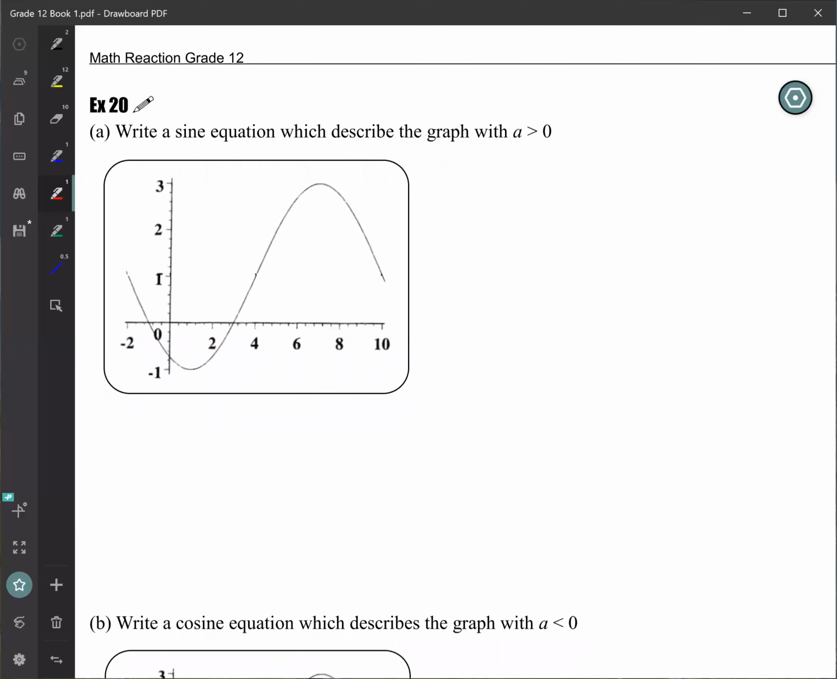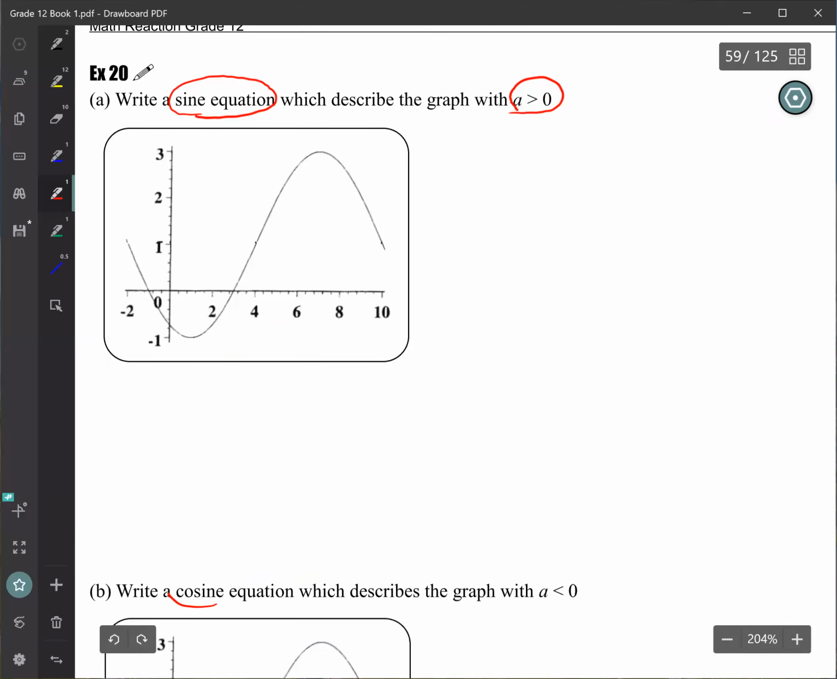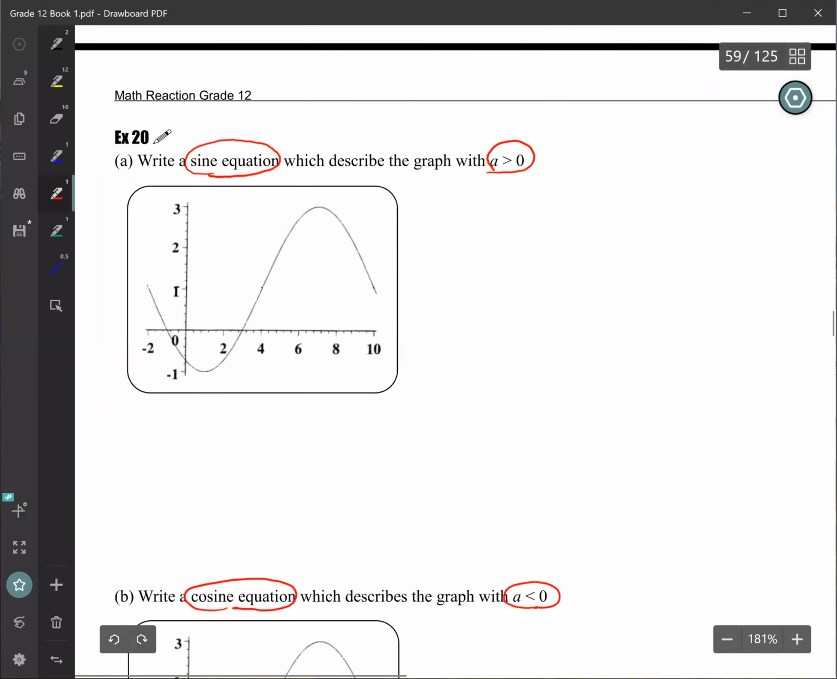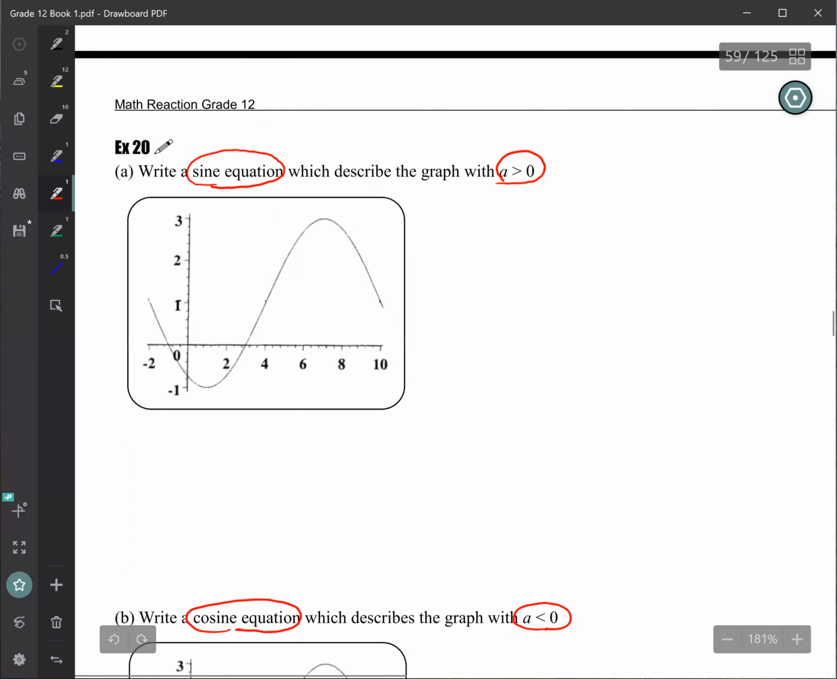So number 20, we want to write a sine equation, okay? Please circle that, so they will tell you which equation they want, okay? And then which describes this graph with A greater than 0, right? If you look at the bottom one, it is a cosine equation with A less than 0. So it's the same picture, right? You have two pictures which are the same, but then they want different equations, okay? So you have to match what they are looking for.